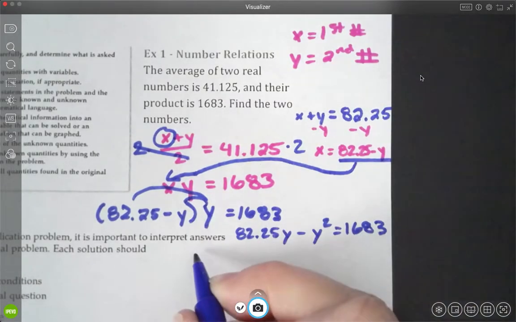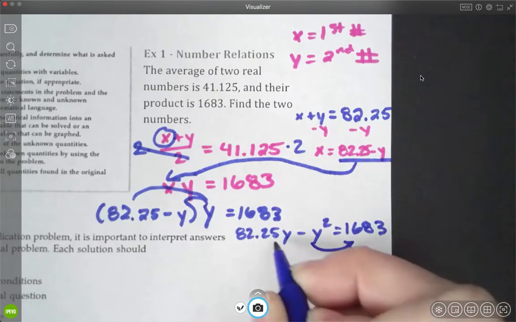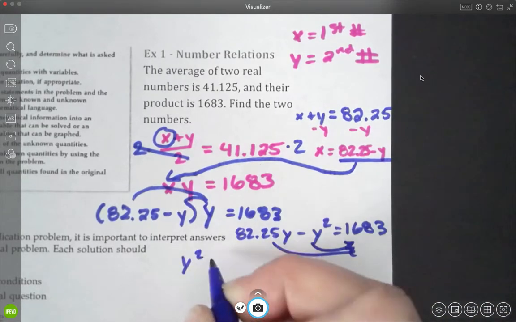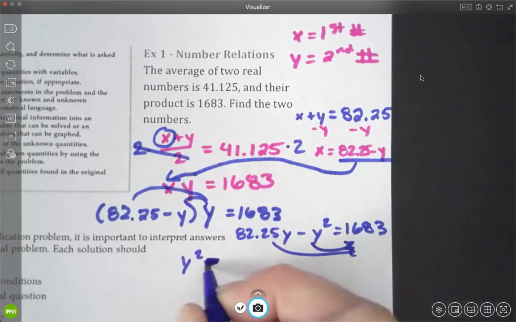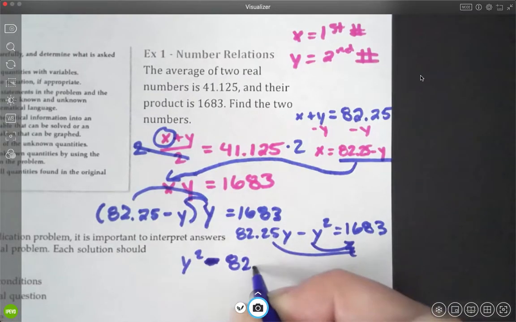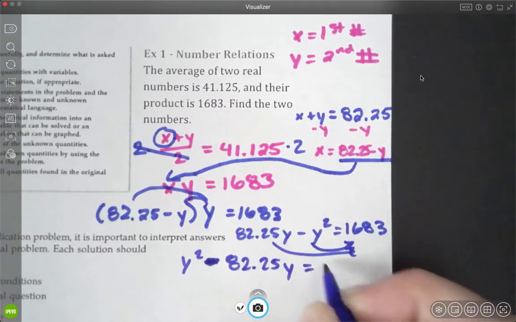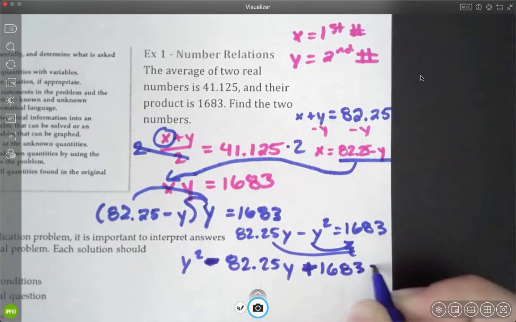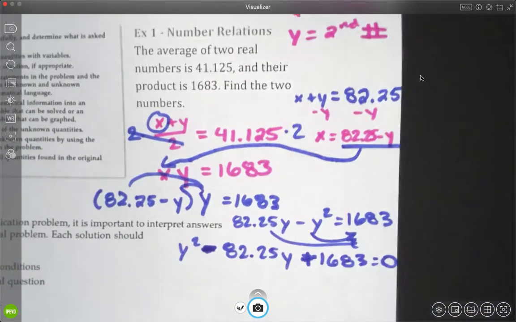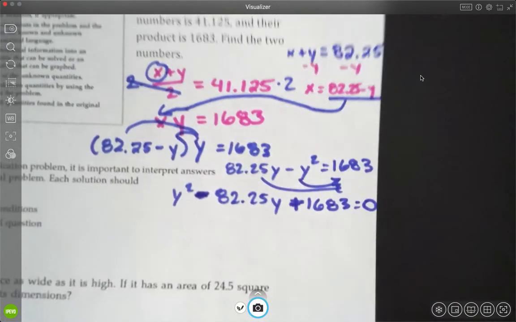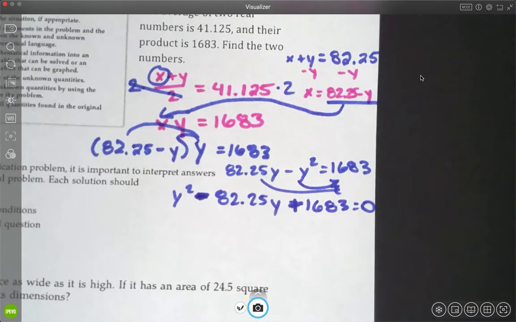Right, exactly. So we're going to move all of these to this side, right? Y squared minus 82.25 y plus 1683 equals 0. There we go. So I moved all of that stuff over, yeah? Okay. Are we good with that? Are we happy with that?